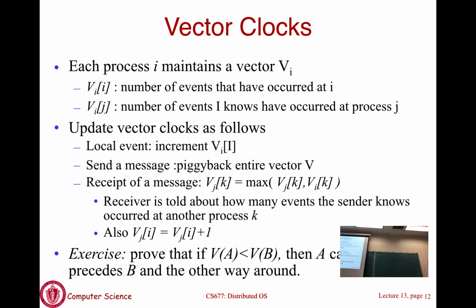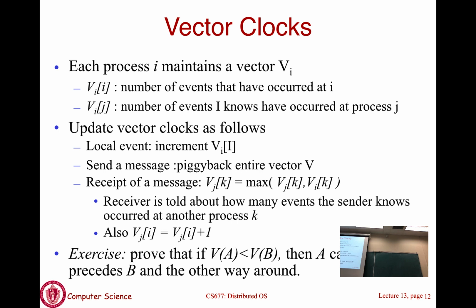Okay. For process A, the first element is its logical clock. The other two elements are what it knows about the other two processes, their logical clocks. Initially you know nothing, so you just initialize to 0. For process B, the second element of the vector is its logical clock. The first element is what it knows about A, and the third one is what it knows about C, and so on.